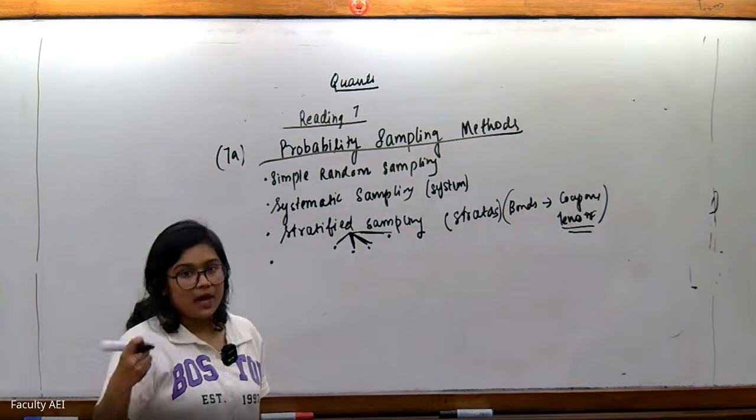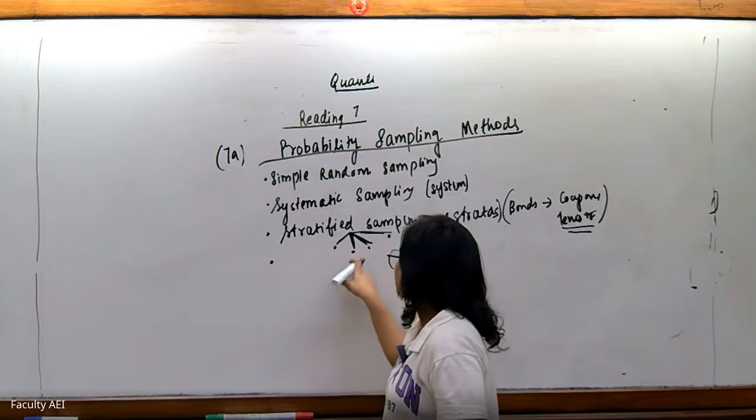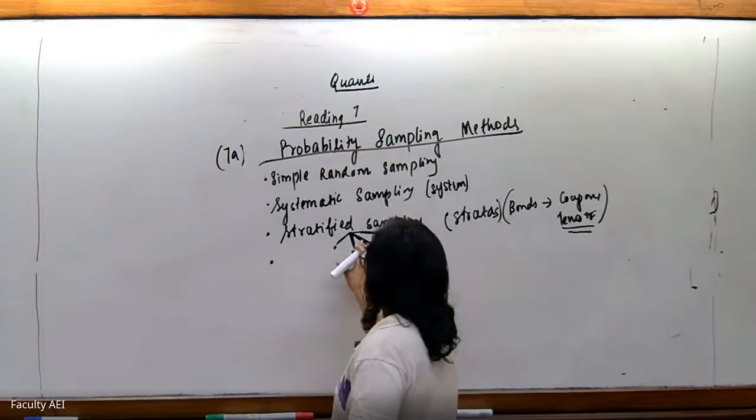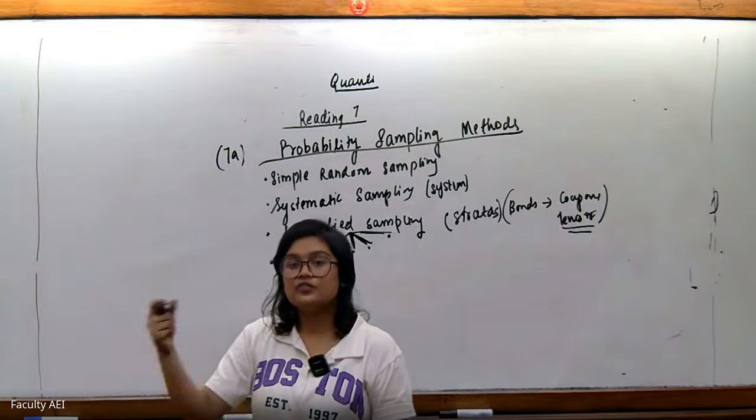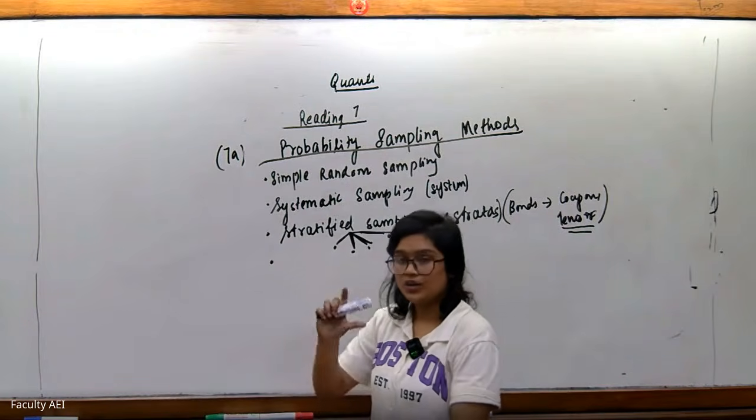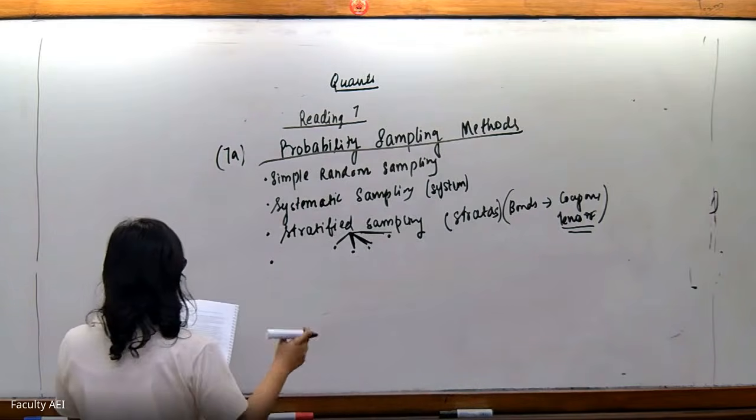Now you pick up certain random samples from these stratas, and then you form your main sample. So you first divide your whole population into different stratas, then you pick up random samples from these stratas, and you do the sampling. The final sample is based on these stratas.